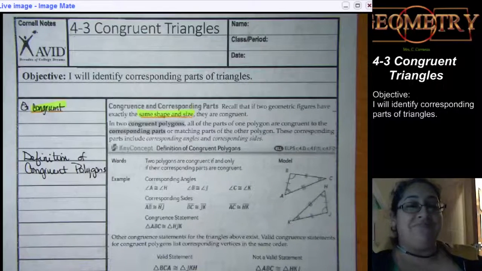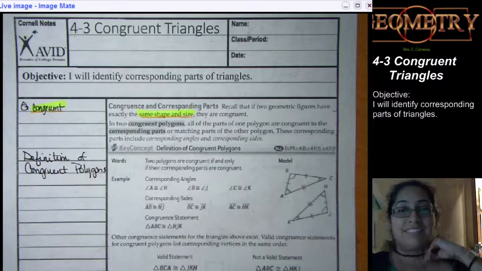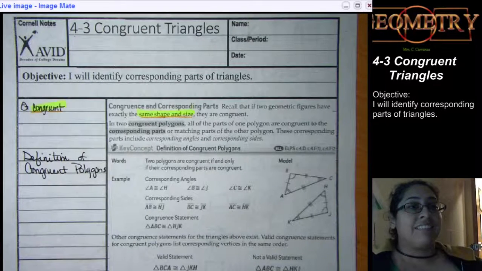Objective: I will identify corresponding parts of triangles.